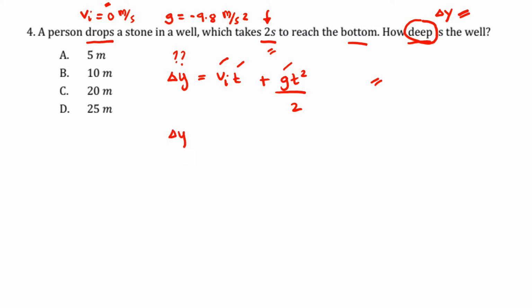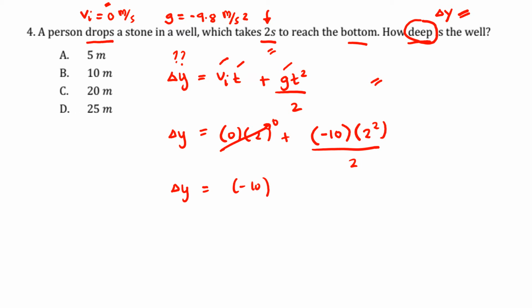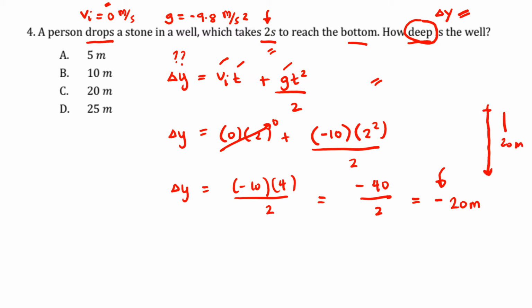Alright, so delta y is equal to our initial velocity, 0, multiplied by time, which is 2 seconds, plus acceleration due to gravity, negative 9.8, but in this case we could use negative 10, multiplied by the square of the time, so that's 2 squared divided by 2. This whole quantity becomes 0, so our delta y is equal to negative 10 times 2 squared, which is 4, divided by 2. This would give us negative 40 divided by 2, which is equal to negative 20 meters. The negative sign here means that the object is falling. So it has fallen a distance of 20 meters, and that gives us letter C.